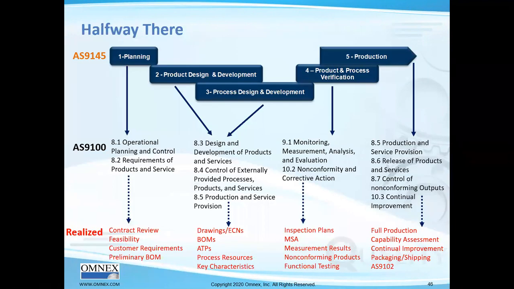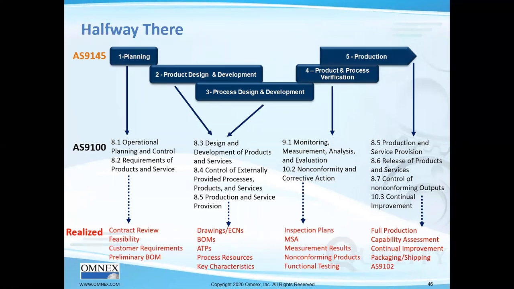Okay, so like I said in the beginning, a lot of aerospace suppliers are really halfway there in integrating these two standards together. So if you remember that first slide I showed you with the AS9145 and all 5 phases and the AS9100 and how it ties directly in. What I've included now is how these things are already realized. Okay? You're probably already doing contract review, feasibility, can we make it or not? Getting those customer requirements and creating that preliminary bill of materials. Most organizations are already doing it. It's just not formally documented in a systematic manner like AS9145.